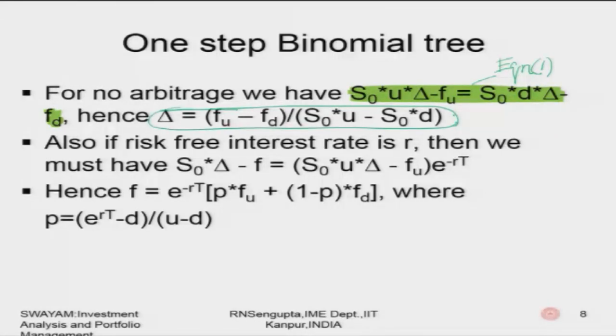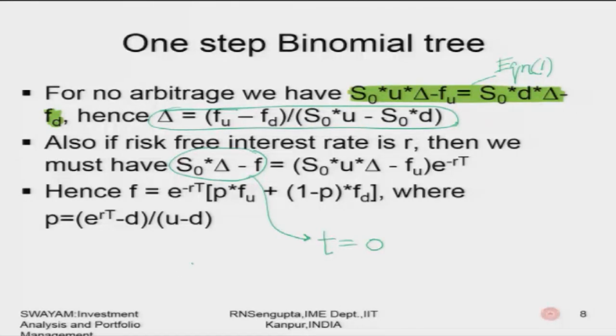Just when we started the problem, we considered the prices as given, the variable values were known: 20, 22 and 18. That means 20 at S naught, and the increase was 22, the decrease was 18. Also, if the risk free interest rate is r, then we must have this. Now, this is important for us to know. When we are considering the price as of today, so this is for t equal to 0, the value of the portfolio will be increasing, and the rate of the increase would be based on what the risk free interest rate is.